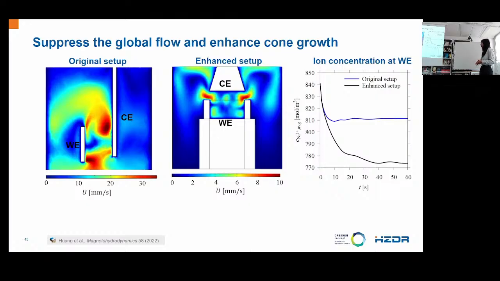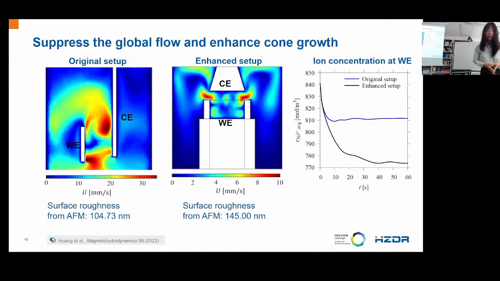The average concentration at the working electrode with the enhanced setup, we have a lower concentration, meaning reduced global mixing. And in the end, we got the enhanced surface roughness of about 50% that indicates higher cones and enhanced structuring effect.